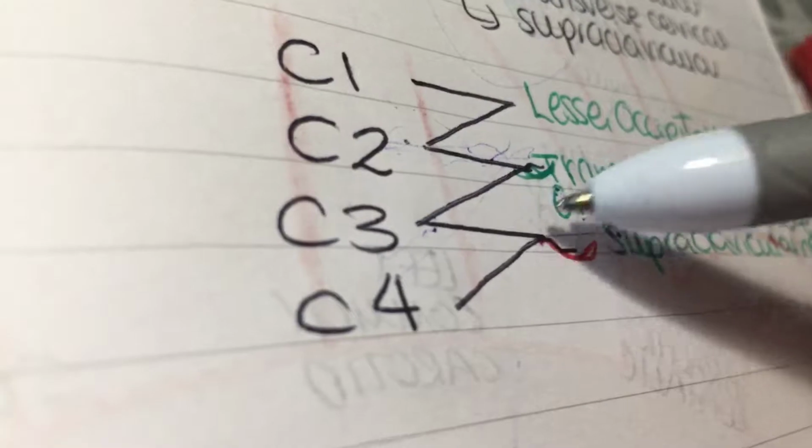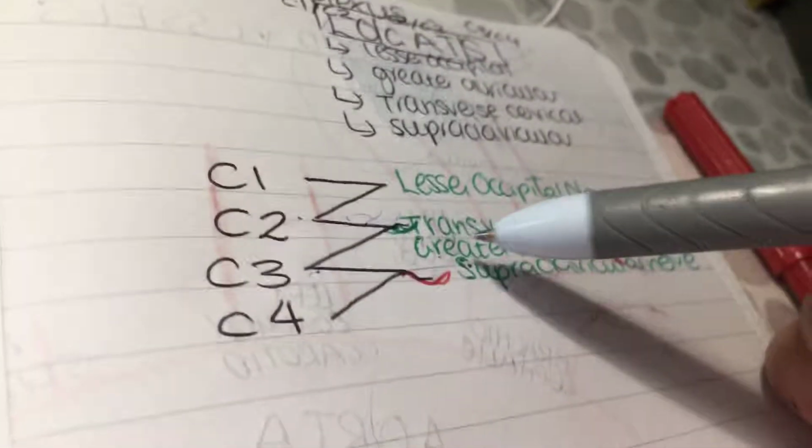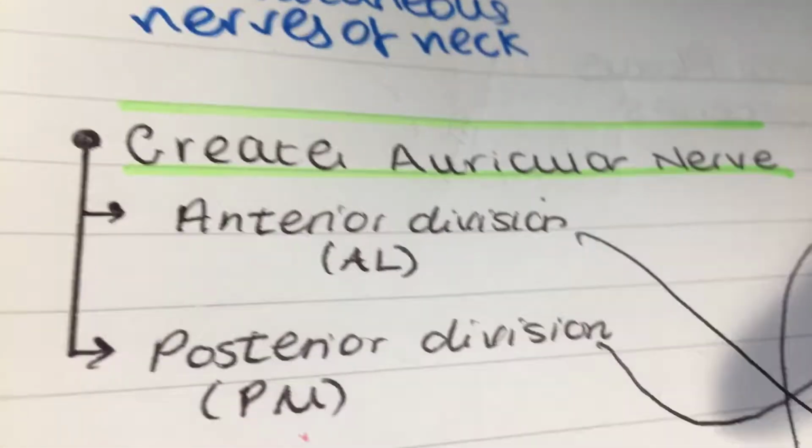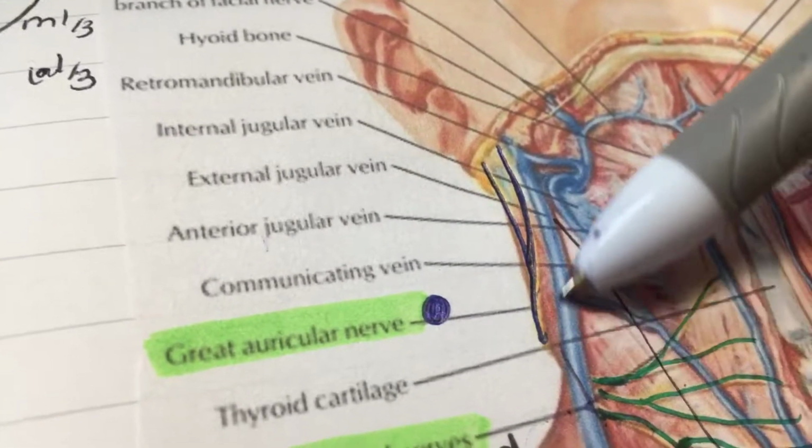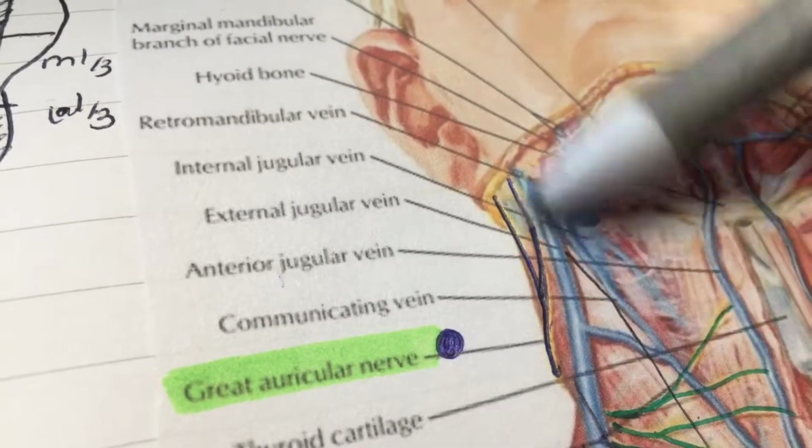Now let's go back to C2 and C3. We know C2 and C3 give us GAT, greater auricular and transverse cervical. We've already discussed transverse cervical. Let's go to greater auricular. Greater auricular has an anterior division and a posterior division. Let's have a look. Here's greater auricular. It arises from C2 and C3, and it goes up on the lateral aspect towards the ear. Auricle means ear, doesn't it? So here, draw a little ear, and it goes to the ear.